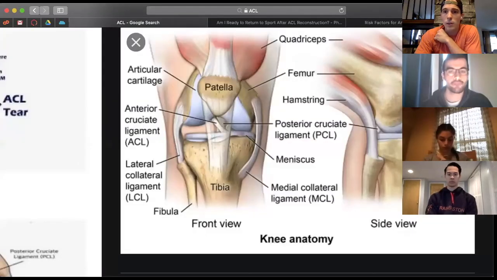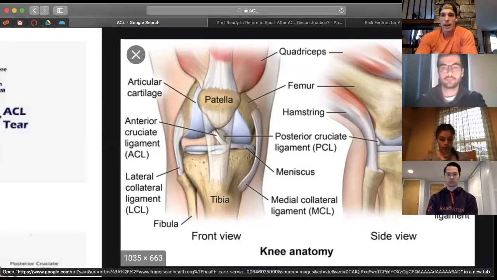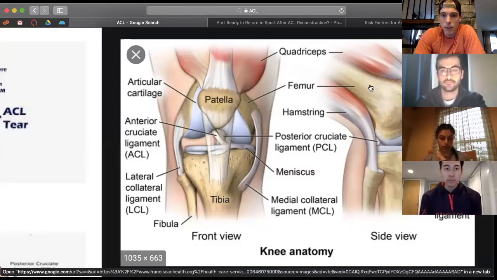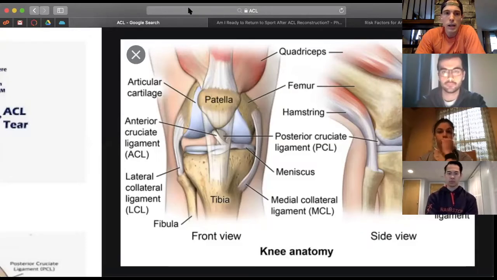In general, the ACL is a ligament within the knee, and its job is mostly to prevent shear forces during dynamic tasks. If we look here, you guys see that all right? Yep. At an internal view of the knee, you've got your thigh bone, the femur, coming down here, the shin is here, and in between that, the ACL runs from the back of your femur to the front of your shin, and it prevents that shin from moving too far forward or having too much rotation in it.